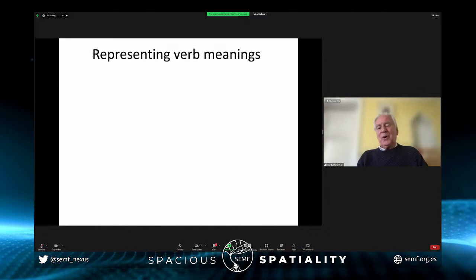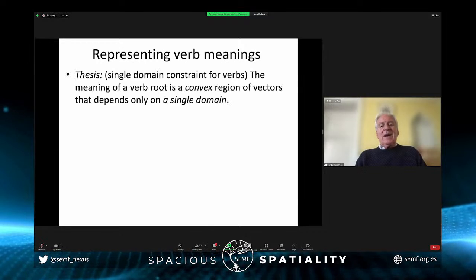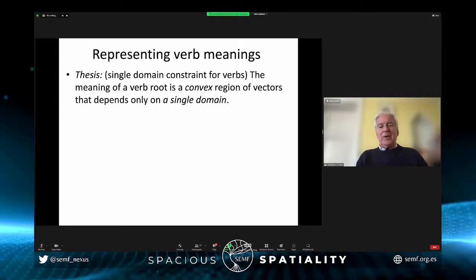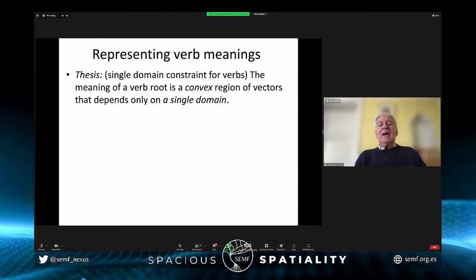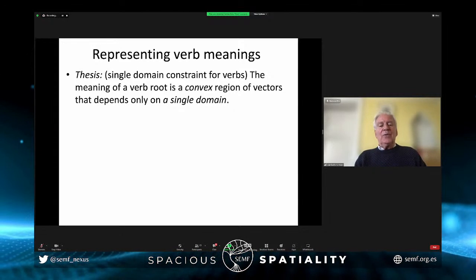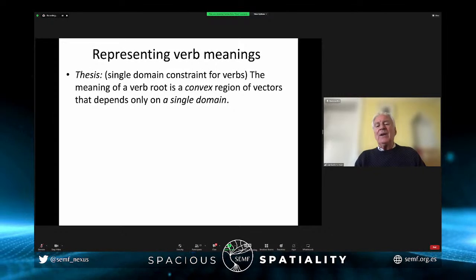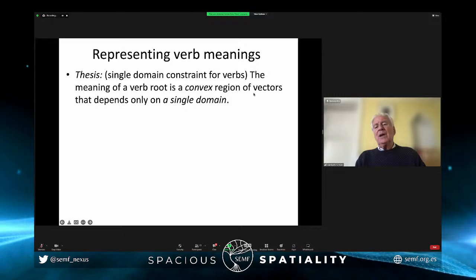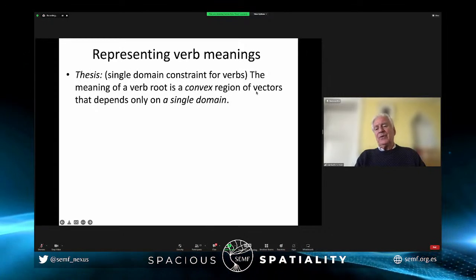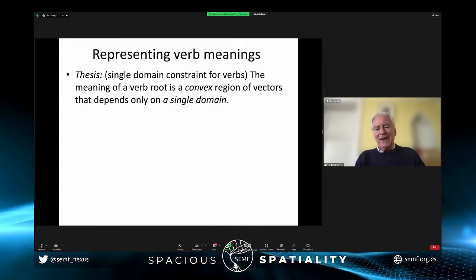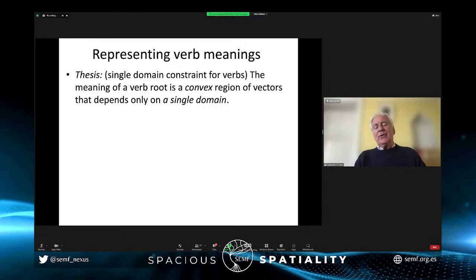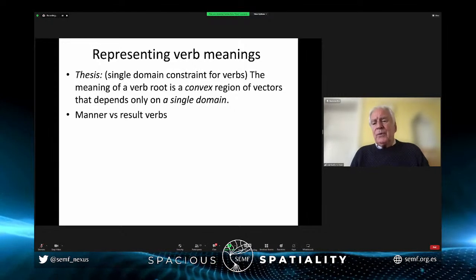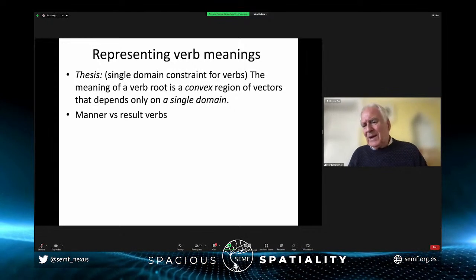Now let's get to the verbs. So my idea, again, is that the meaning of a verb root, I don't care about all the inflections of verbs, is a convex region of a vector space that depends, again, only on a single domain. The difference here is that now we are dealing with vector regions, not just regions of a domain, but the vectors in a domain. So that's what distinguishes verbs from adjectives.